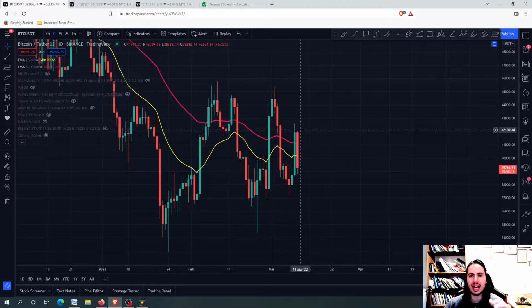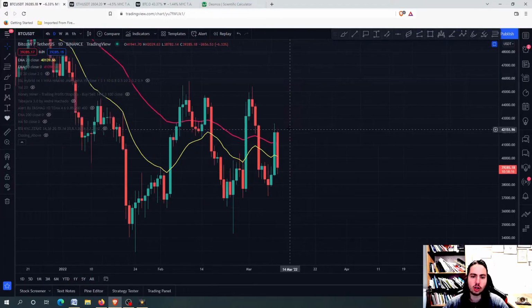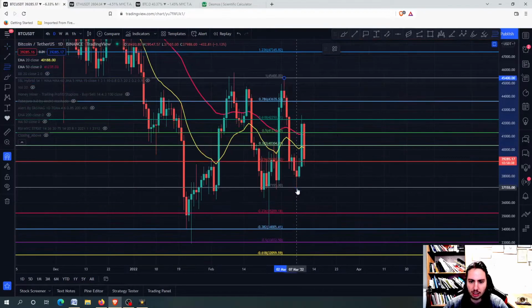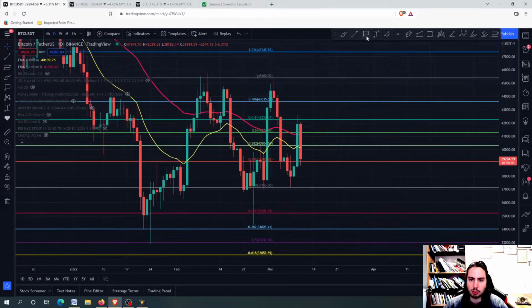Let's go right now and see Bitcoin. So perhaps what we need to do is to draw two tools. First of all, we are going to draw the Fibonacci retracement from this top on 2nd March down to this bottom. You will see that the 42.250 was a very strong resistance level.